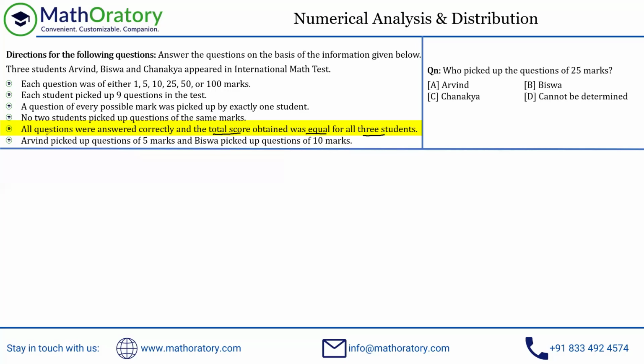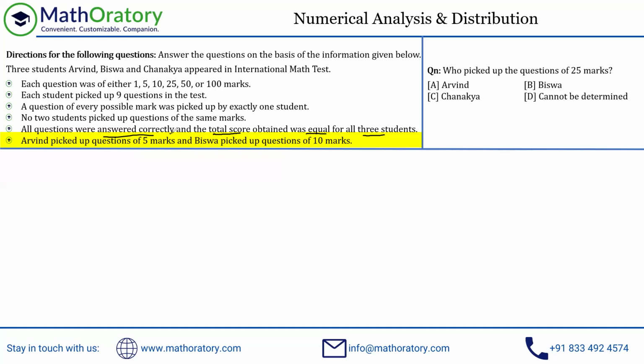All questions were answered correctly. Great. So I'm guessing that whatever the marks allocated, the students get to the questions, and the total score is equal. The last point is telling us that Arvind picked up the questions of 5 marks and Biswa picked up the questions of 10 marks.